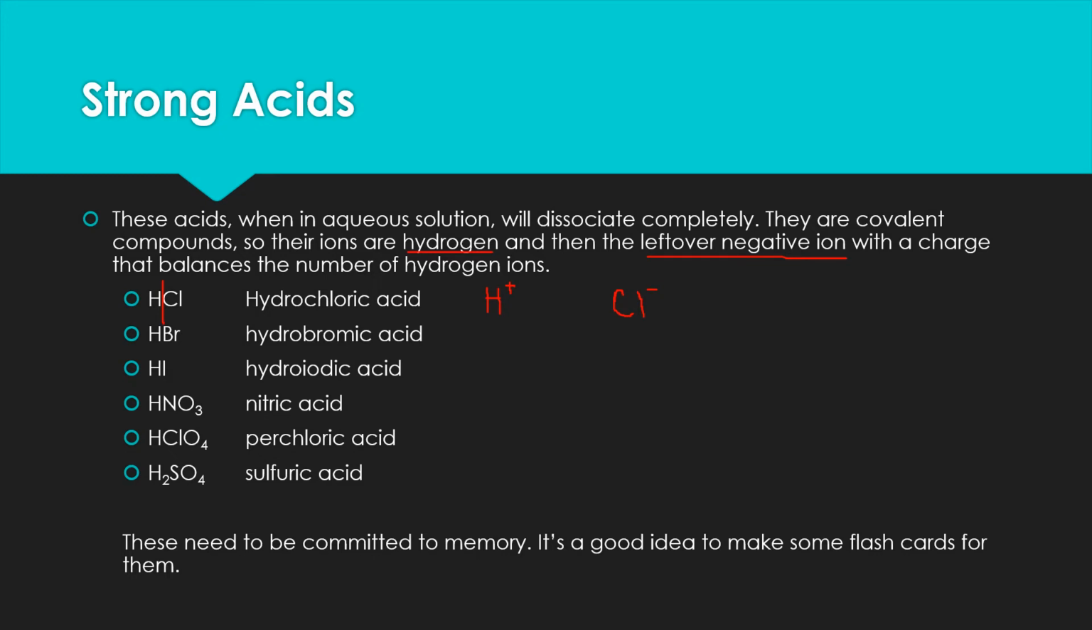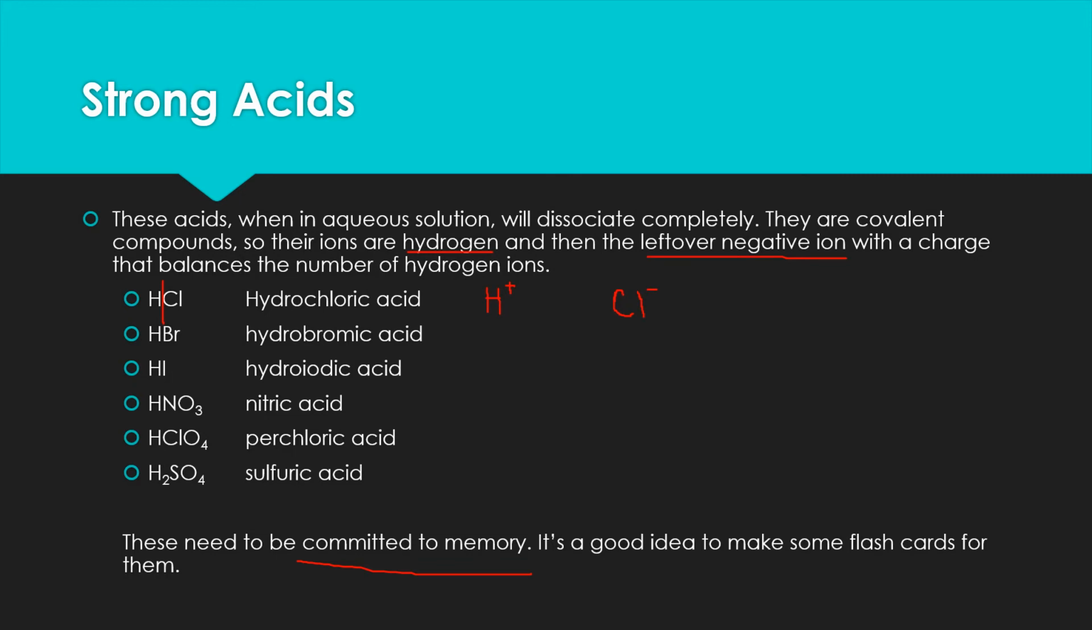Our other 3 acids involve polyatomic ions. So we've got nitric acid. We've dealt with our nitrate ion. We should be pretty familiar with that. That's one that always dissolves anyway. So keep that in mind. We have perchloric acid, so it's that perchlorate ion. And then we've got sulfuric acid, so our sulfate ion. That's the only one with more than one hydrogen. We call it a diprotic acid, so 2 hydrogens or 2 protons, because a hydrogen ion is just a proton. So those are our 6 strong acids. These need to be committed to memory. Okay, you need to make some flashcards.